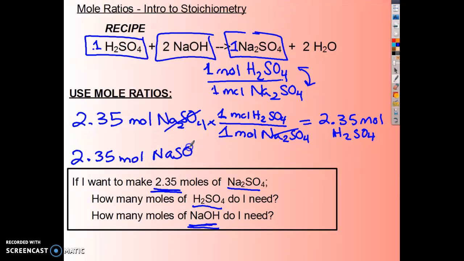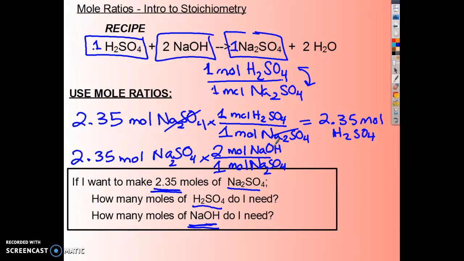of sodium sulfate. And we're still going to put our sodium sulfate in the bottom, and it's still 1 mole of sodium sulfate because that's what the recipe calls for in our balanced reaction. But now in the numerator, we're going to put our 2 moles of sodium hydroxide, because that's what our recipe calls for. Oops, oh yeah, NaOH is sodium hydroxide.